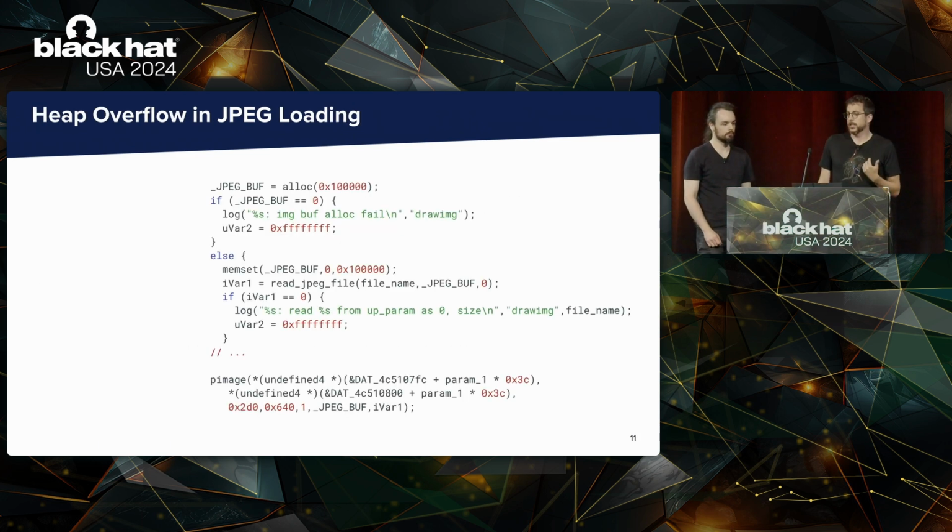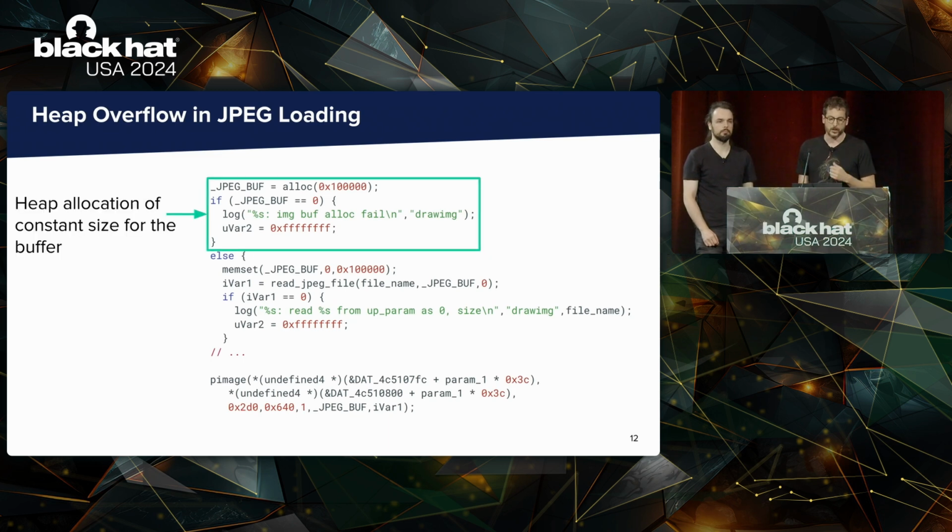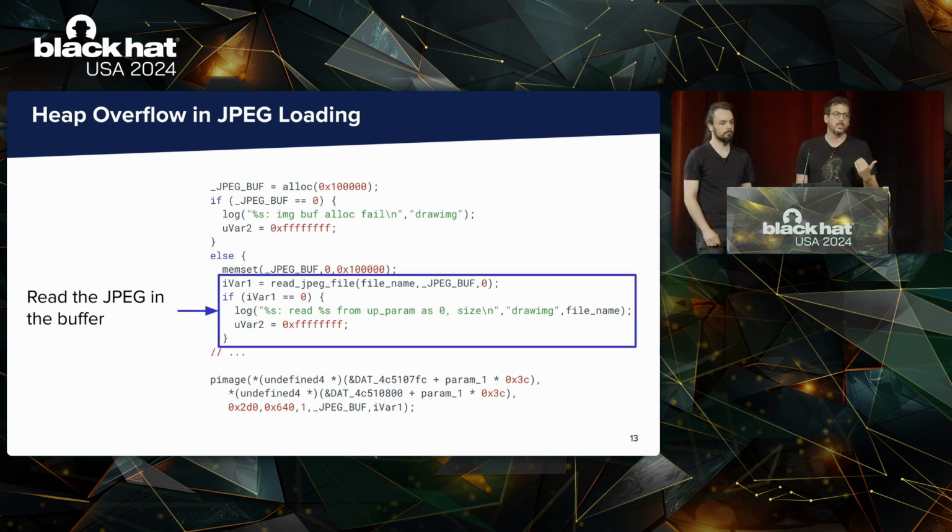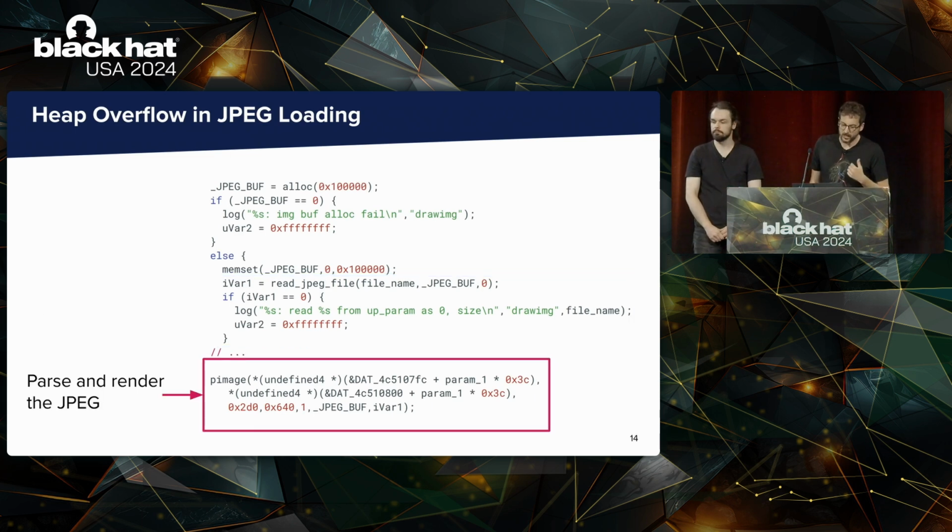And this is the code responsible for that. The first part of the code allocates a constant size buffer on the heap. Then we have a function that we call read JPEG file. It's the name we gave, but you get the idea. This function takes a file name as a first argument. It will look in the tar archive using this file name, and it will read the JPEG and place the content in the buffer we previously allocated. And finally, we have this pimage function that will parse and render the JPEG on screen.